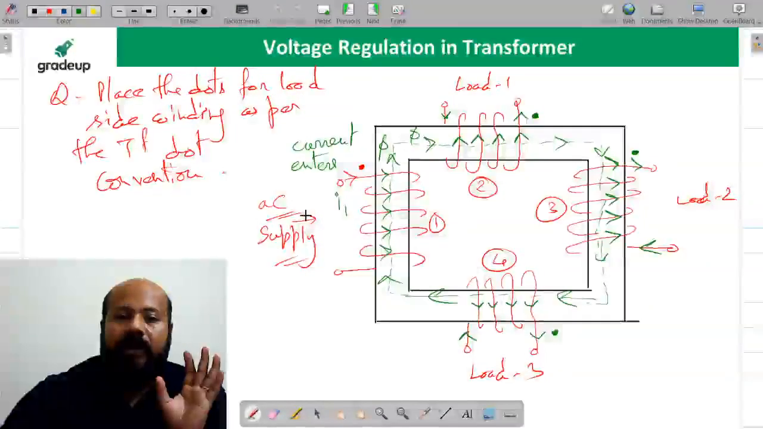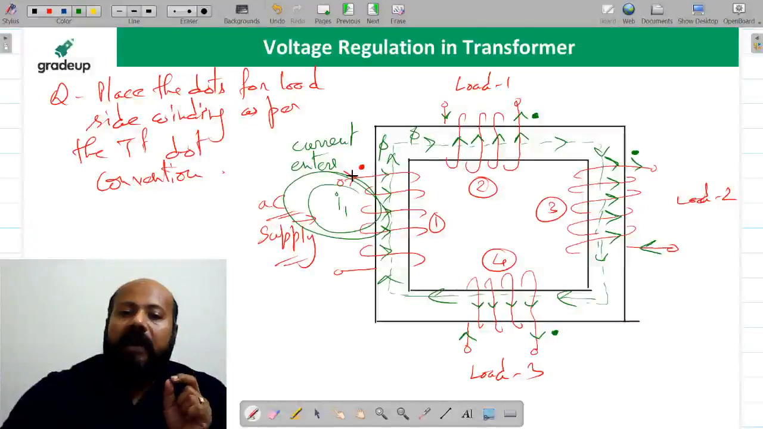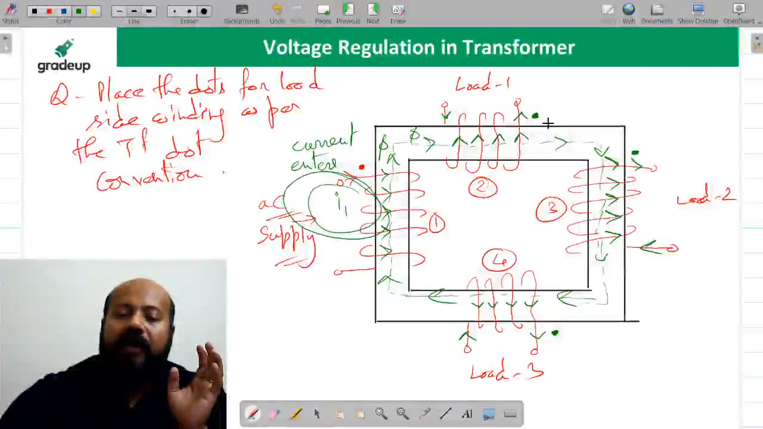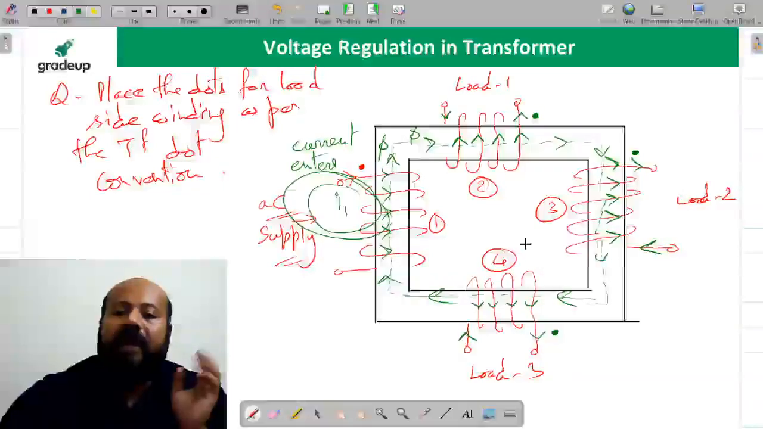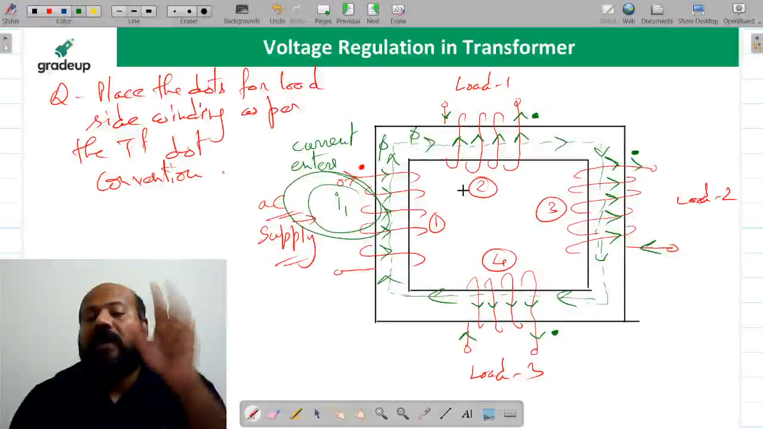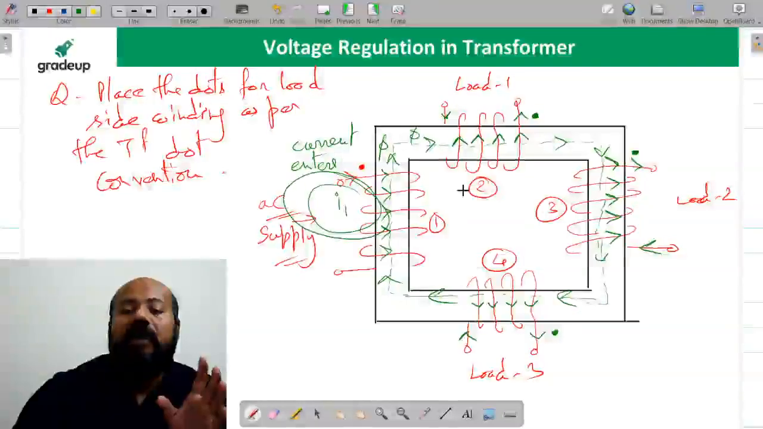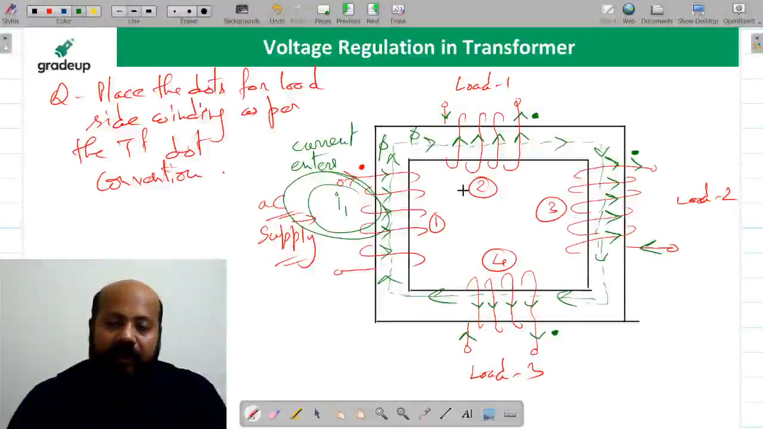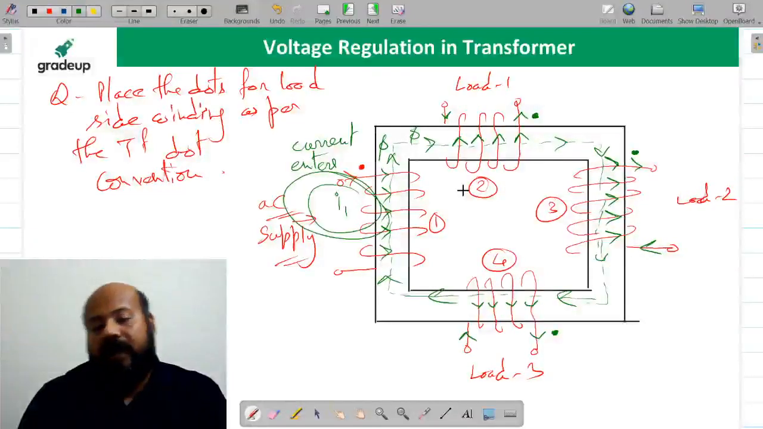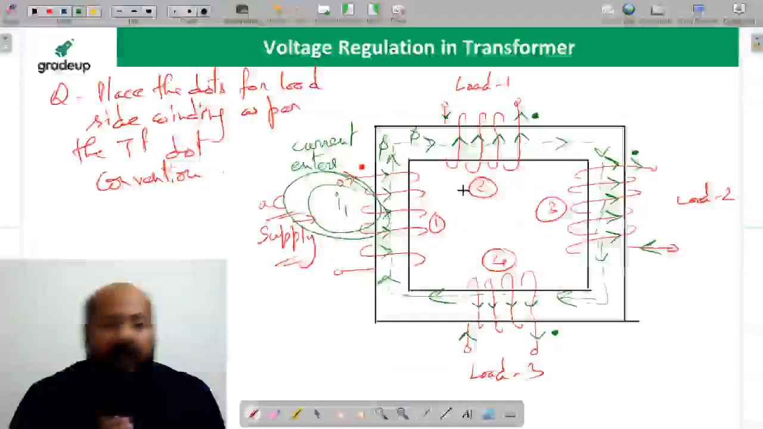I am repeating it. On the supply side you are providing current I1, yes or no? And the current is entering the dot, suppose. It is given in the problem. And you have to find the placement of the dot for the load windings, winding number 2, 3 and 4. How are you going to do it? First you have to find the direction of current. Definitely the current can only flow if the circuit is complete, if the load is connected. So the current which is going to flow in the load side windings is going to generate a flux which is going to oppose the main flux in the core of the transformer.